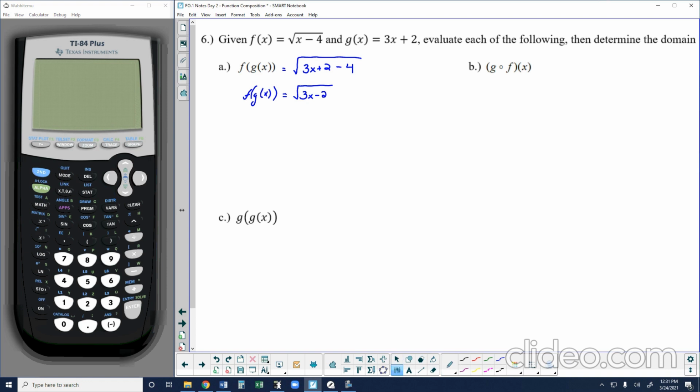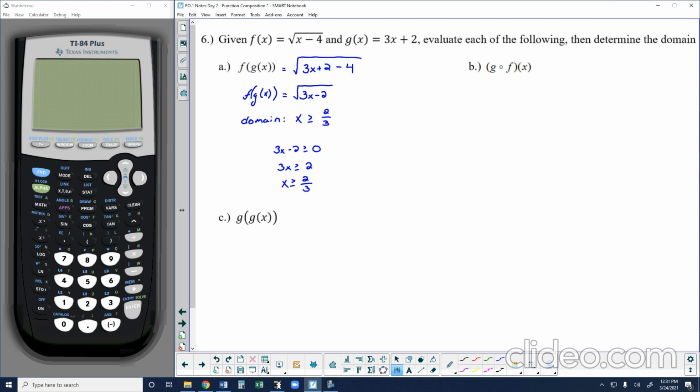Remember, the domain for a root function exists where the radicand, or the inside of the radical, is greater than or equal to 0 to avoid negative numbers or imaginary numbers. So in this case, I could add 2. So 3x is greater than or equal to 2, and then divide by 3. So my domain would be x is greater than or equal to 2/3.